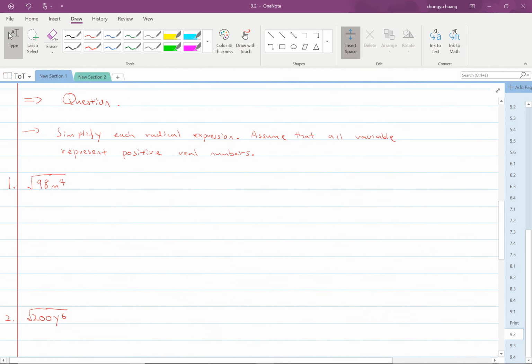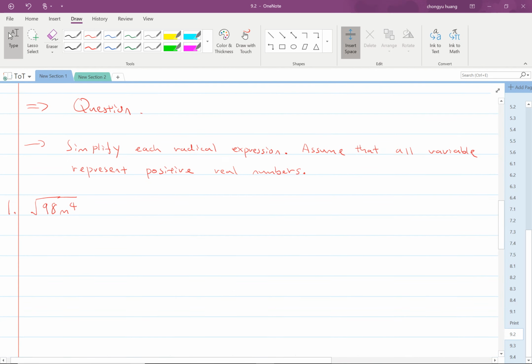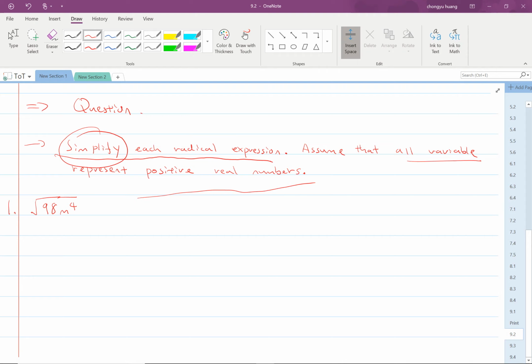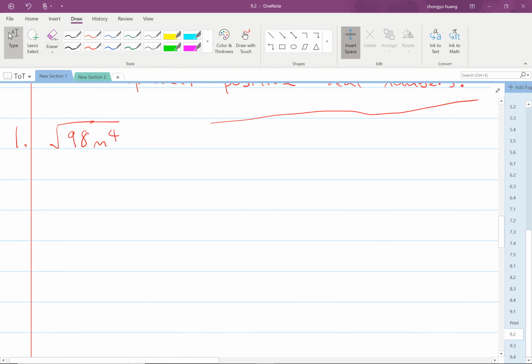Let's look at the first type of problem. Over here we want to simplify each radical expression, and we are assuming all variables are positive real numbers. That basically means you can apply the property all the time because everything is positive. Let me zoom in a little bit and then let's do the first question.